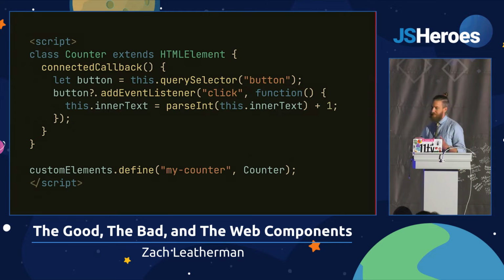All right, and so this is just the most amazing JavaScript you're going to see today. We select our button that's in our light DOM. We add an event listener that parses the number inside of the button and increments it by 1. Amazing.